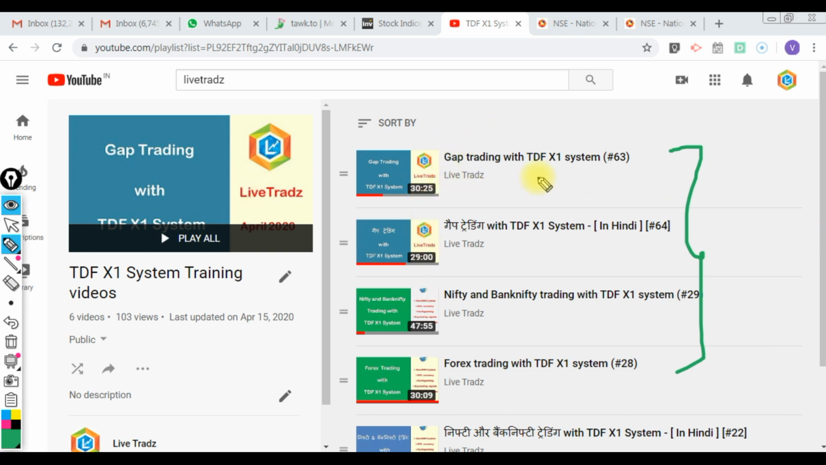If you want to know about gaps, you can see this video. And if you want to know about Nifty Banknifty stocks, you can go through this one. And for commodities also same thing. And for Forex, there is separate video here. So whichever segment you trade, just go through that particular video. And all rules are clearly explained there. Even in Hindi also we have made some videos.